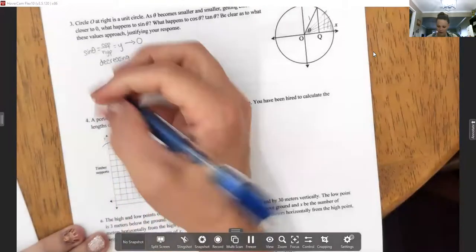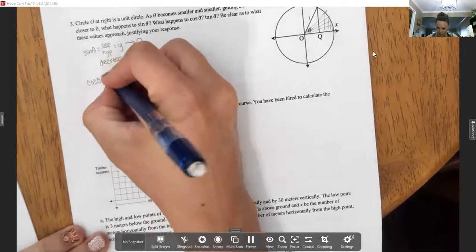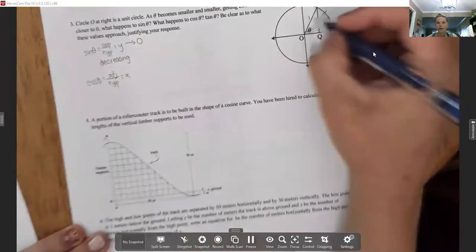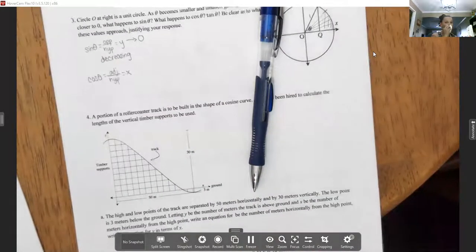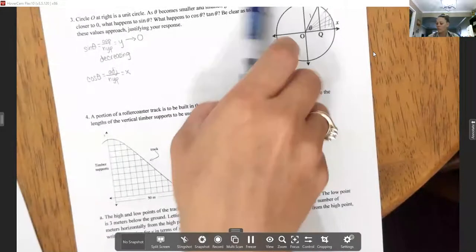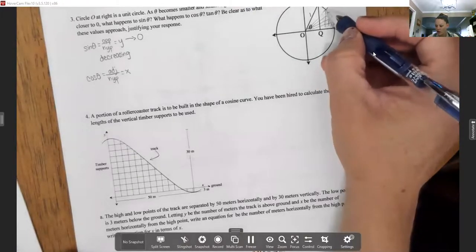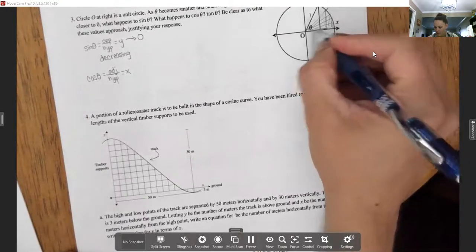So cosine of theta we know is adjacent over hypotenuse, or just x, because again, the hypotenuse is 1, and the hypotenuse stays 1 everywhere on this circle. So every triangle has a hypotenuse of 1. So if I look at this triangle, I'm looking at this adjacent side.